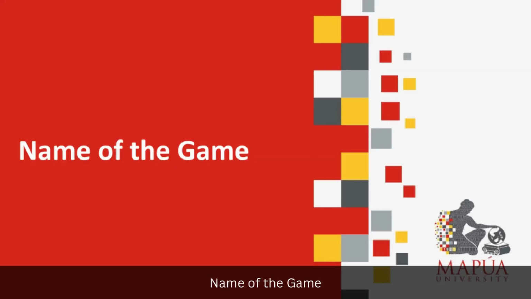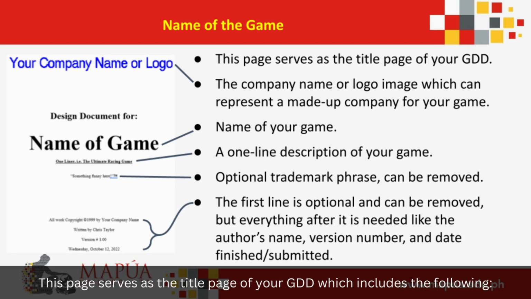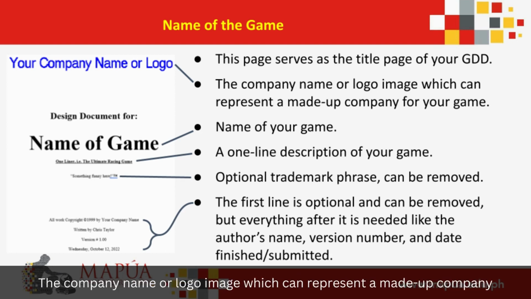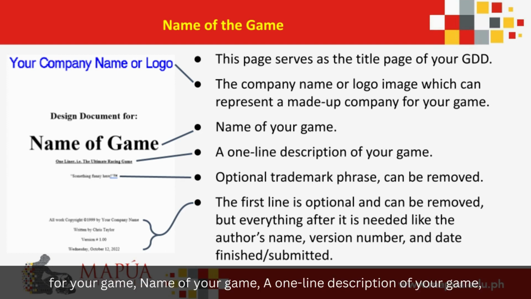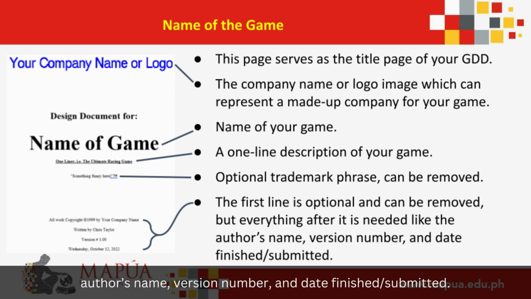Name of the game. This page serves as the title page of your GDD, which includes the following: the company name or logo image, which can represent a made-up company for your game, name of your game, a one-line description of your game, author's name, version number, and date finished or submitted.